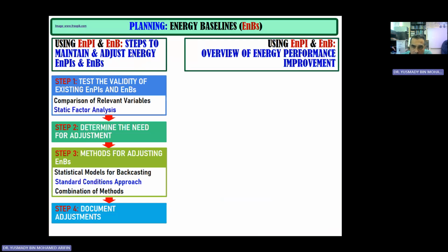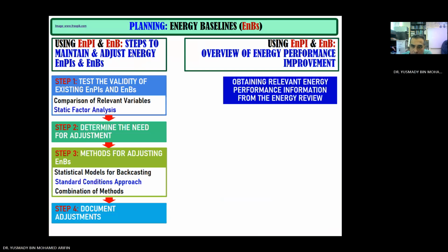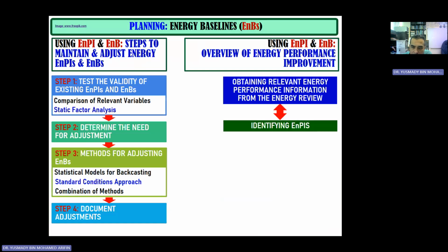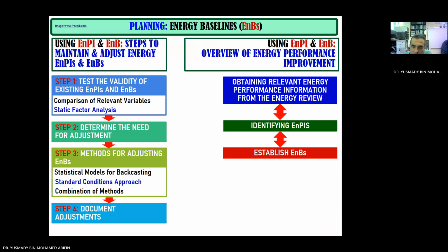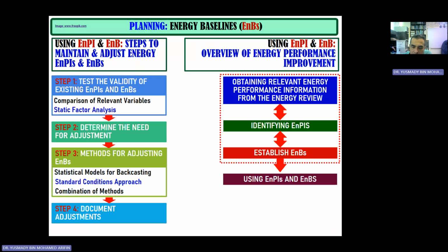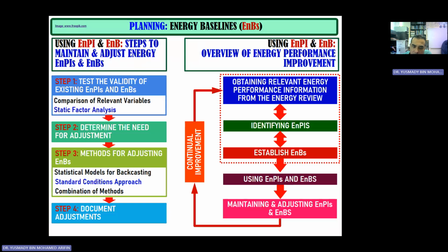And now we have the overview of energy performance improvement. So we have obtaining relevant energy performance information from the energy review, and then we need to identify the EnPIs. We need to establish the EnB. After that, using EnPIs and also EnBs, and then maintaining and adjusting EnPIs and also EnBs. And then we need to have continuous improvement, and we need to repeat the processes. So this is the overview of energy performance.